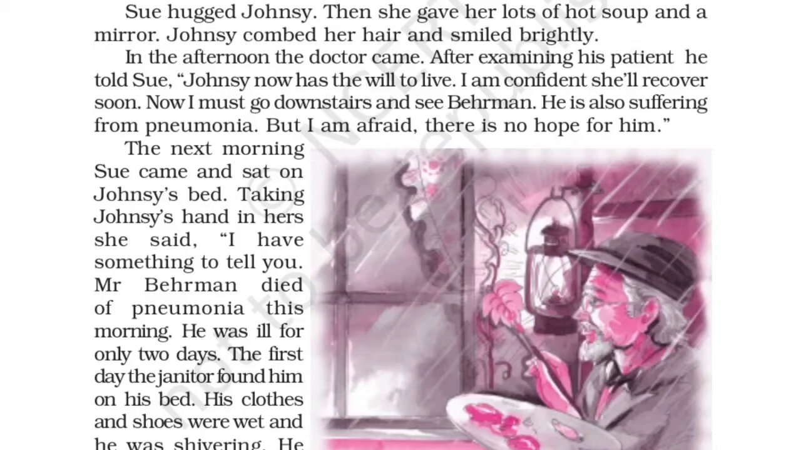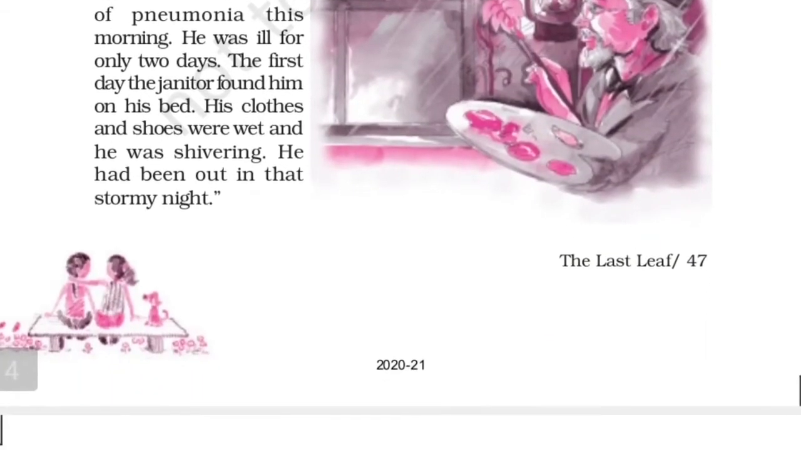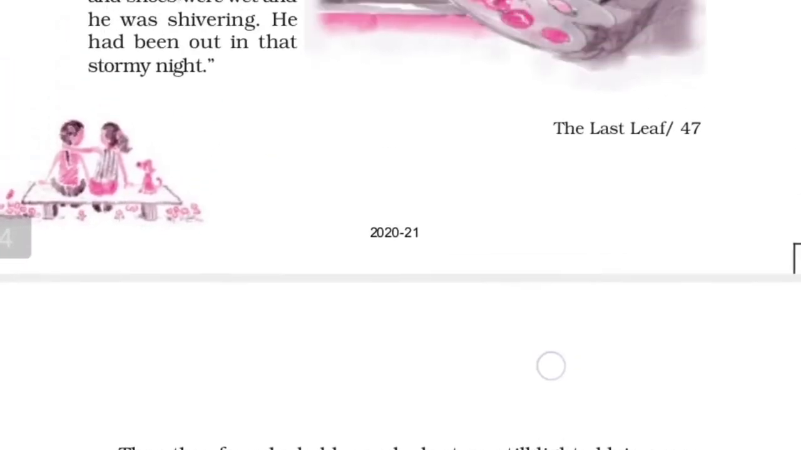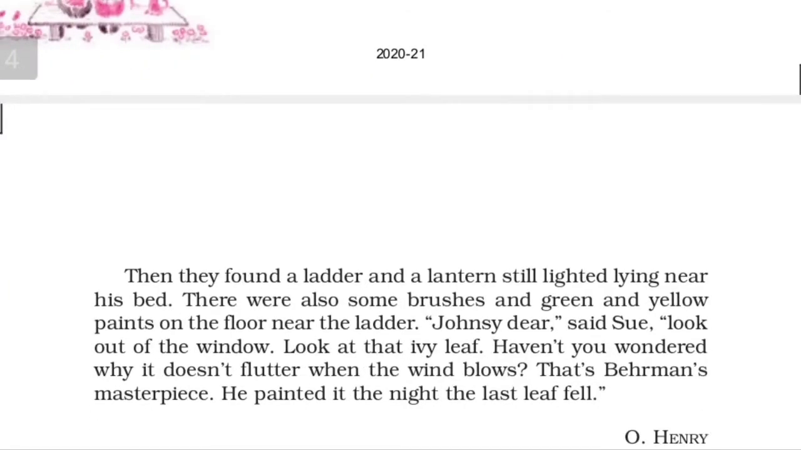He was ill for only 2 days. The first day, the janitor found him on his bed. His clothes and shoes were wet and he was shivering. He had been out in that stormy night. So see what has happened. The janitor, the sweeper, found Burman on his bed shivering, and his clothes were wet, because he was out in the open during the stormy night. They found a ladder and a lantern, still lighted, lying near his bed. What is a lantern? A lantern. There were also some brushes and green and yellow paints on the floor near the ladder.